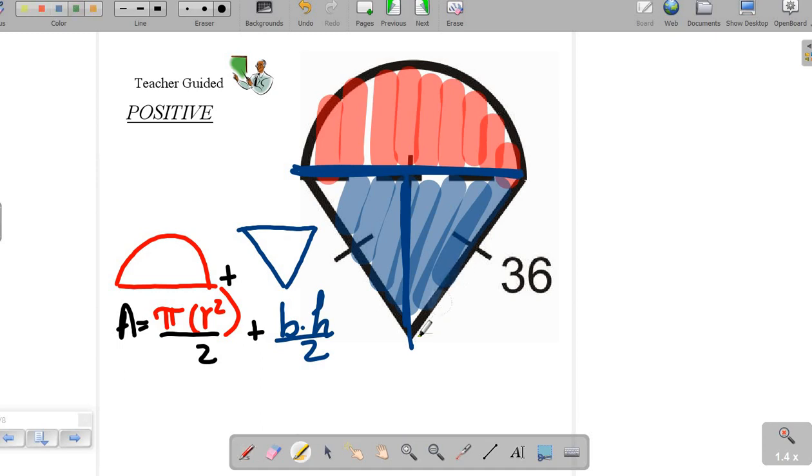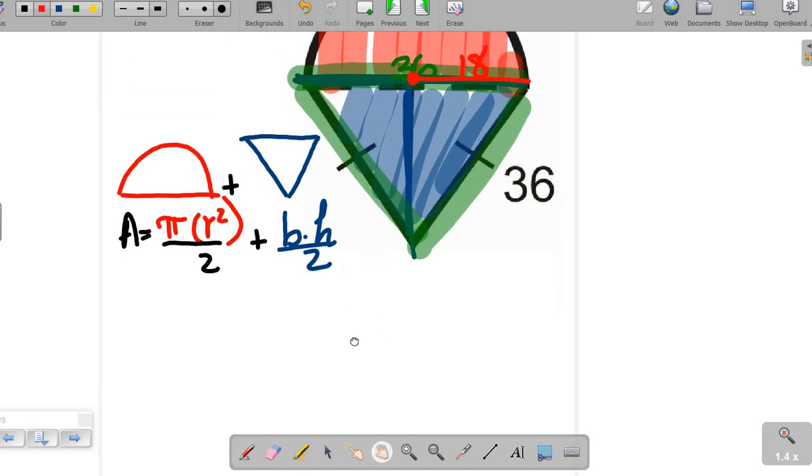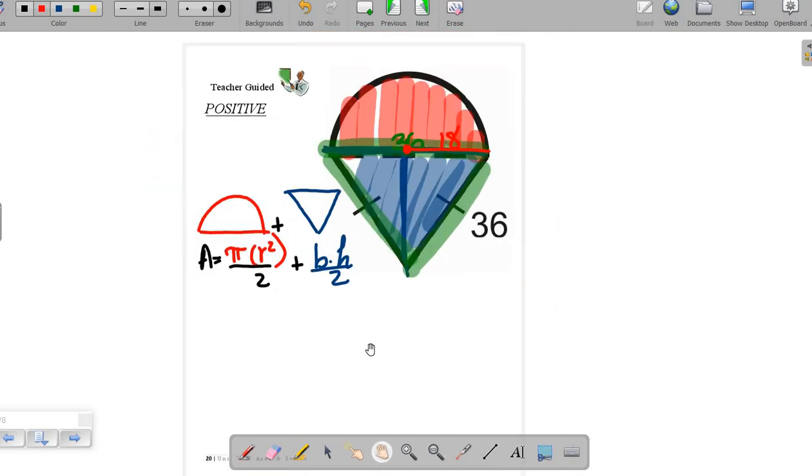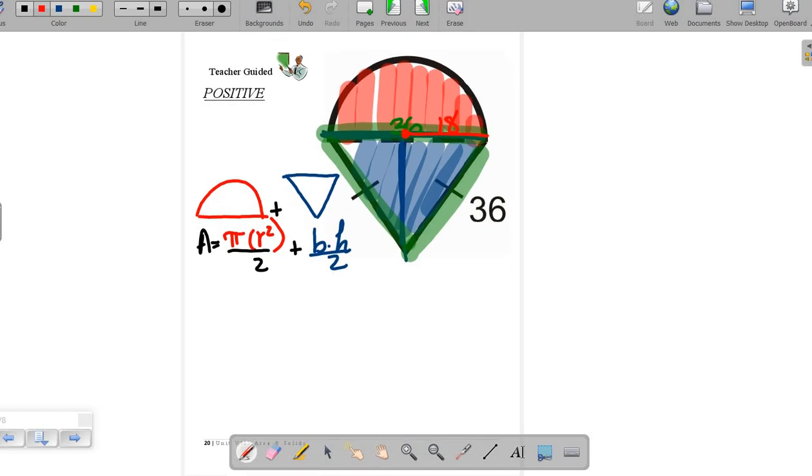Here's the trick to the whole problem. See these hatch marks? That means all 3 of these are 36. So we see right now our radius has to be half of 36. So we just found the one thing we needed for that semicircle, which was the radius length. So our radius is 18. So we're going to go 18 squared times pi over 2. We'll work that out in just a moment.